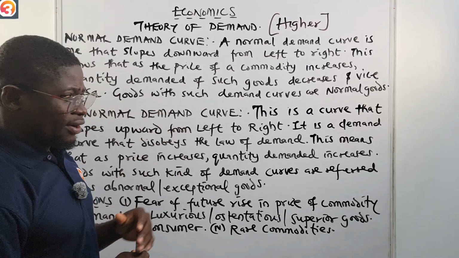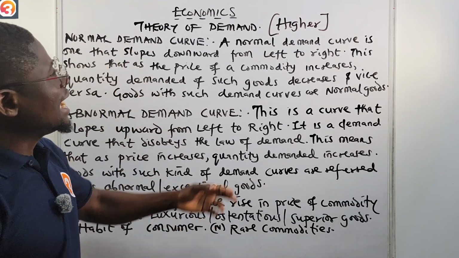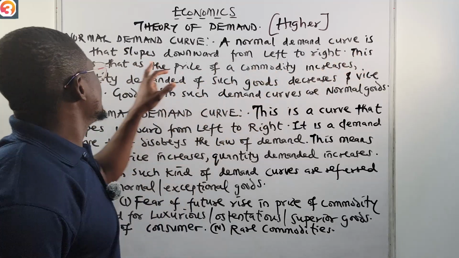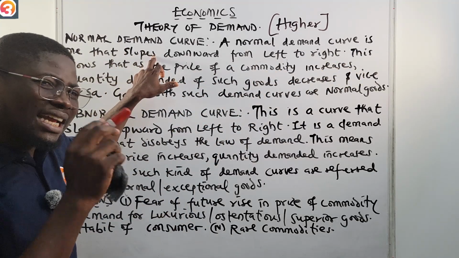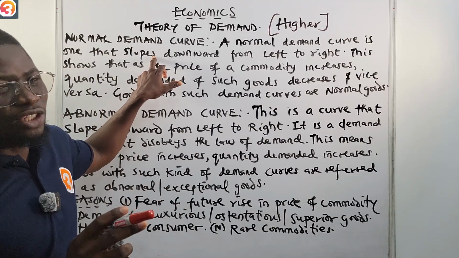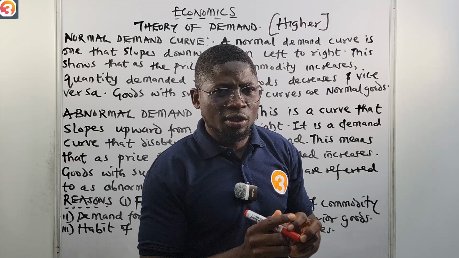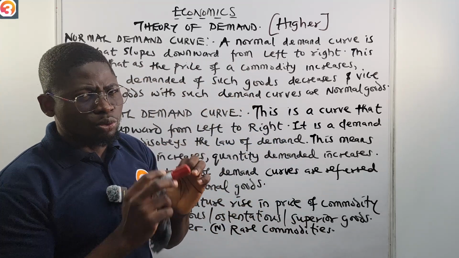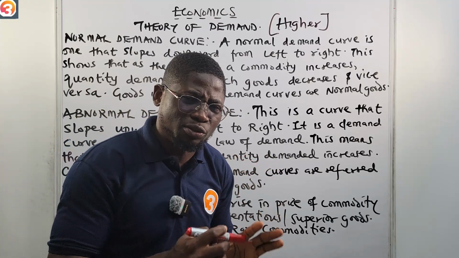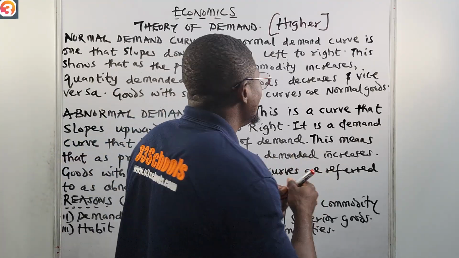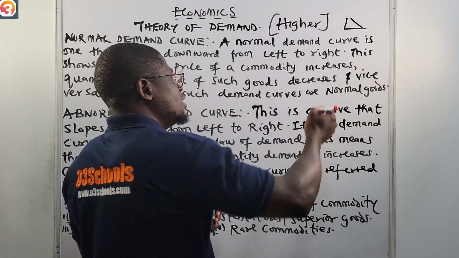Now, it's on the board here. Let's look at the normal demand curve first. A normal demand curve is a demand curve that slopes downward from left to right, just like we saw in the examples we gave in the last episode. The demand curves we drew in the last episode, you can see the graphs were sloping like this. It comes down like this, so it slopes down.